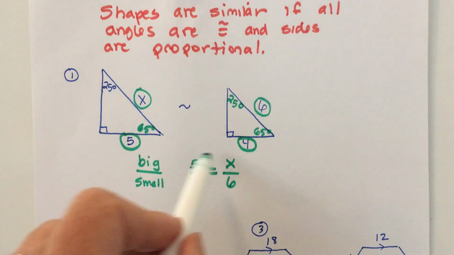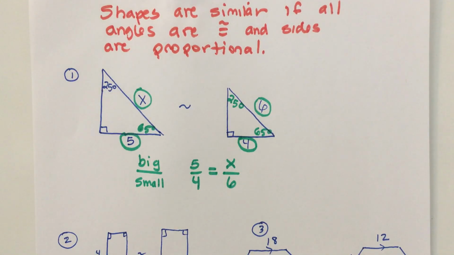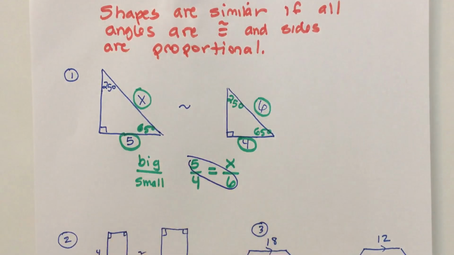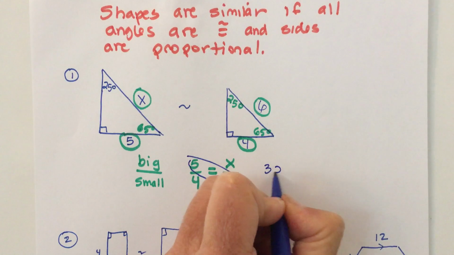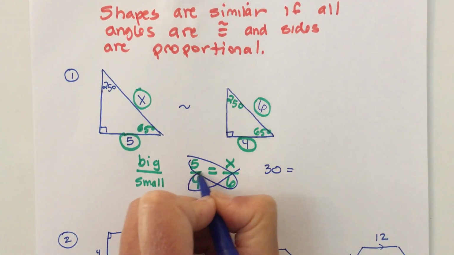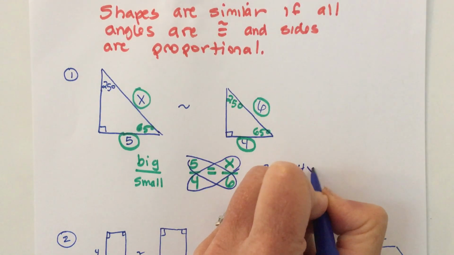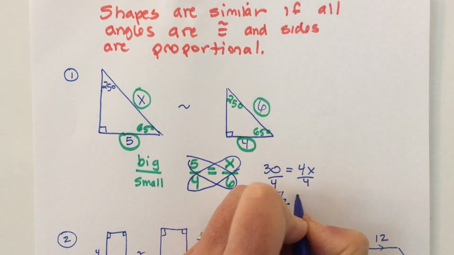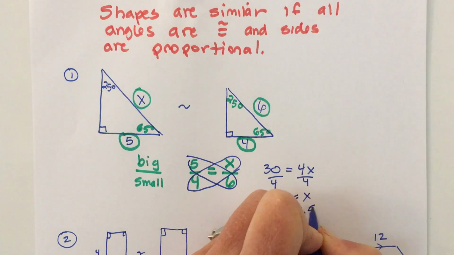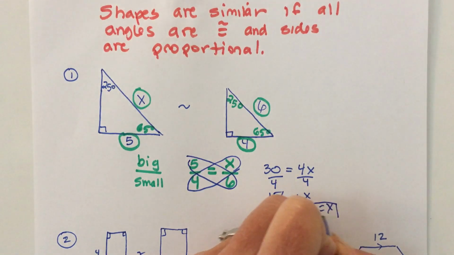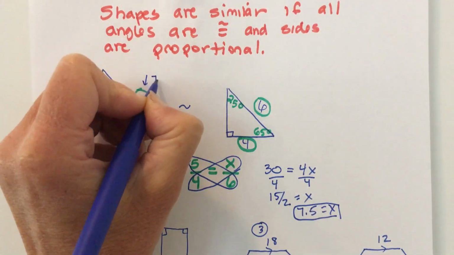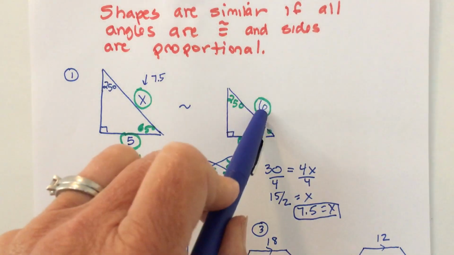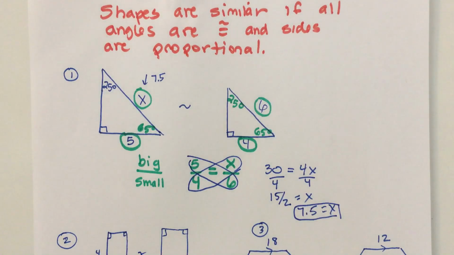And then you just solve this by cross multiplying to get your answer. Okay, so when you cross multiply, you multiply across. So 5 times 6, and you set it equal to 4 times x. Okay, divide by the number in front, and you get 15 over 2 reduced, or 7.5. Which means that this missing side right here is 7.5. Okay. Which makes sense because it's bigger than this one. Okay, and now they're all proportional.